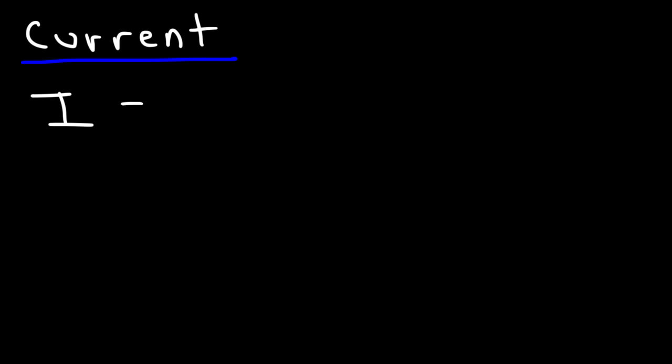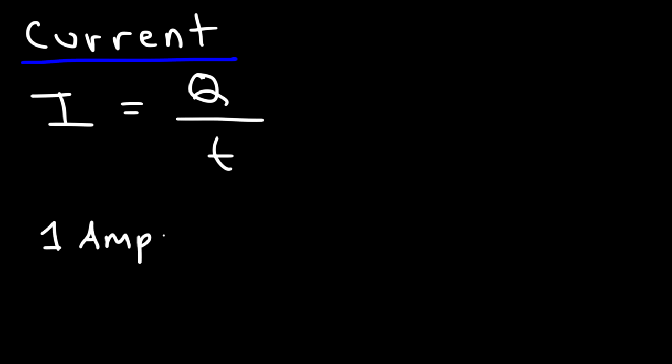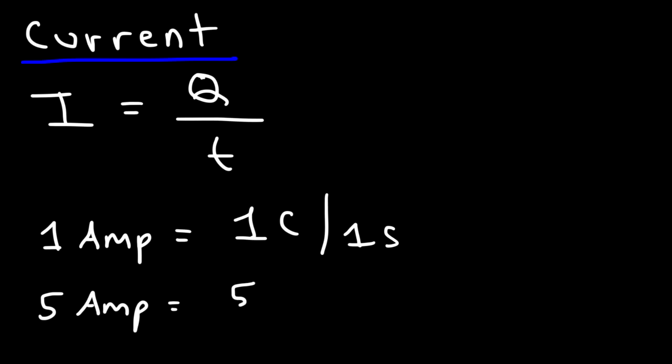Now what about current? How can we describe current? Current represents the flow of electrons. It tells you the rate at which electrons are flowing. Current is represented by the symbol I. It's equal to the charge divided by the time. The unit for current is the amp. 1 amp is equal to 1 coulomb of charge that flows per second. If you have 5 amps of current, then you have 5 coulombs of charge flowing per second.